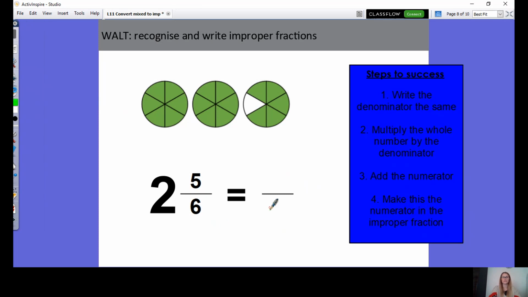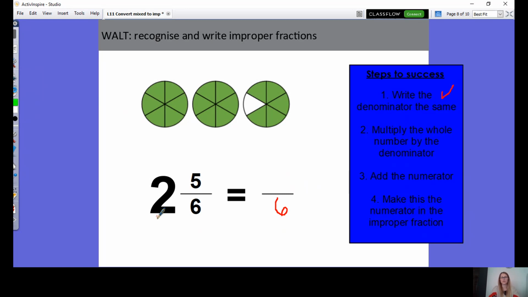Okay. Right. We're going to have a go at one more just to check that we've got it. So first of all, we're going to write the denominator the same. And then I'm going to multiply the whole number by the denominator. Now I'm going to try and do this in my head this time because I know my times tables and it's only some smaller numbers, so I think I'm going to be able to remember it.